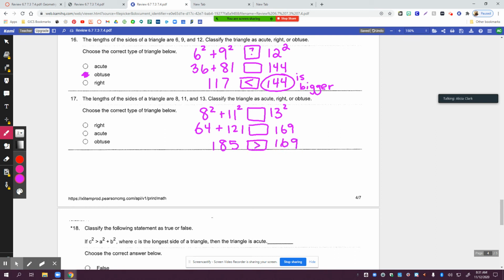185 is bigger than c squared. So 169 is smaller than 185. If the right side, the c squared, is smaller than the left side, we want a smaller triangle, which is an acute triangle because that means it's less than 90 degrees. So smaller side, smaller triangle. Acute is the smaller triangle.